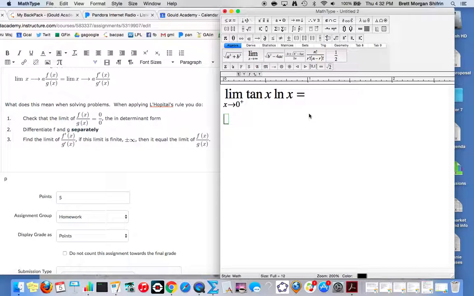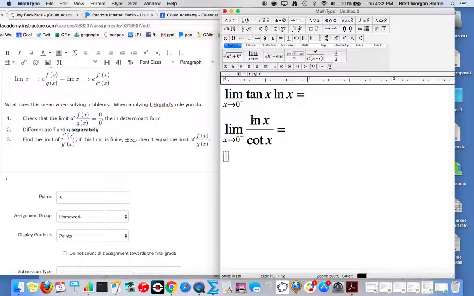So we're going to take the derivative of a rational function. So first we need to create a rational function, and I'm going to do that by thinking about tangent as its reciprocal, 1 over cotangent. So I can think of this as the log of x over cotangent of x.